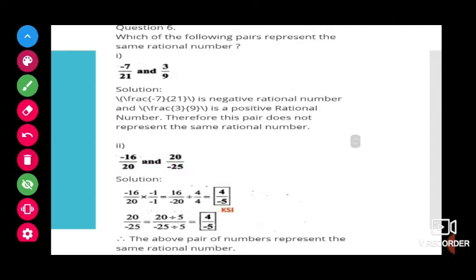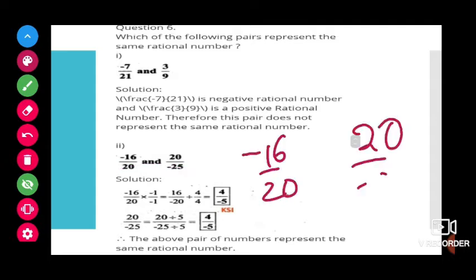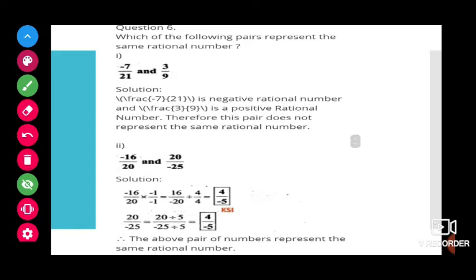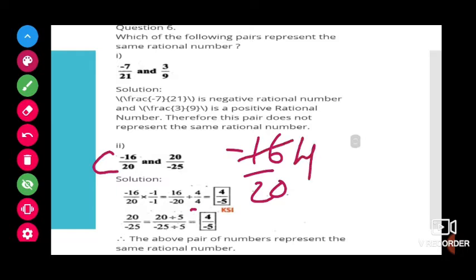Next one is minus 16 by 20 and 20 by minus 25. Here both are negative, so the first criterion is okay. Next, we will find the simplest form. One way is by taking the HCF, highest common factor, and dividing, or else we can cancel. Minus 16 by 20: with the 4 table we can cancel. 4 4s are 16, 4 5s are 20. So minus 4 by 5. This is the simplest form of the first one.